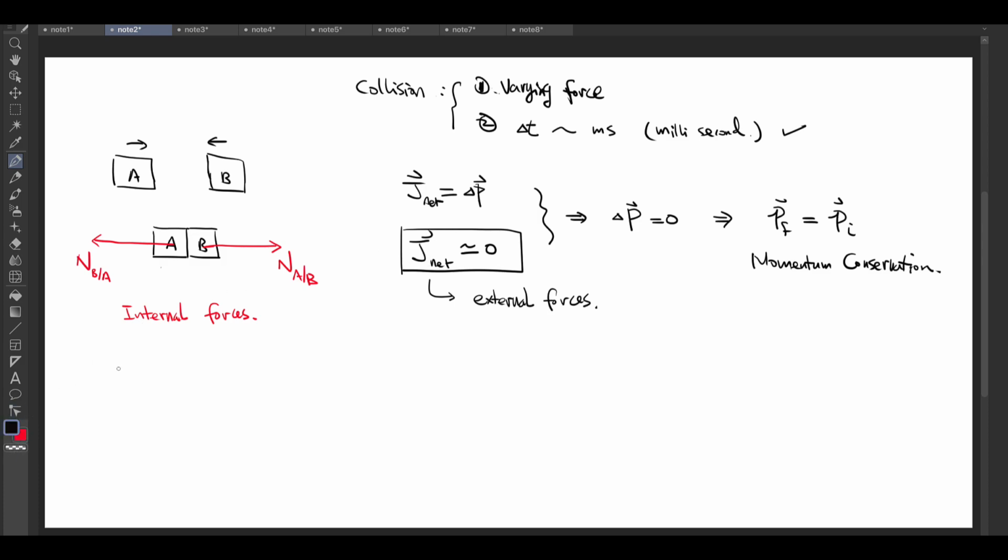If we say our system is A plus B, so our system is not A or B alone, it's A and B together, right? They together are called our system. That will make the normal forces between them internal forces. So do not consider them here. So, external forces in this example here. Now let's say they collide on a horizontal surface.